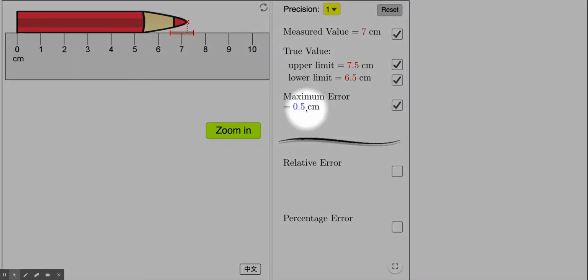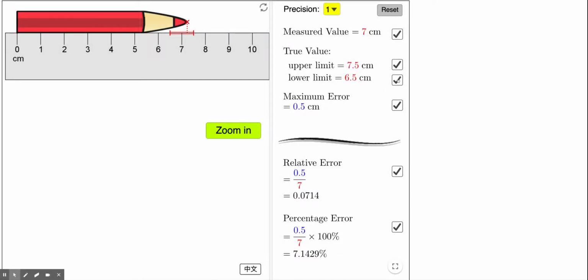Now let's look at the relative error. By definition, the measured value is the denominator, while the maximum error is the numerator. So you have 0.5 over 7, and this is the relative error. The percentage error will be the relative error times 100%.